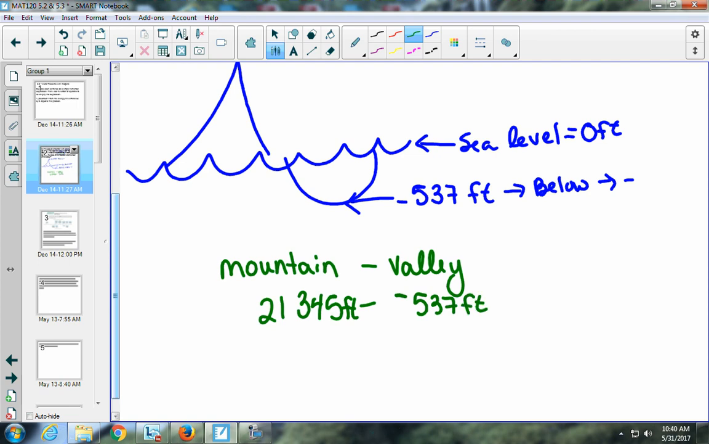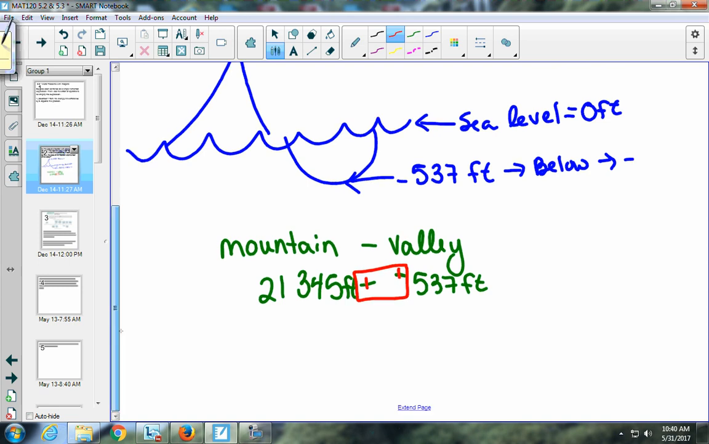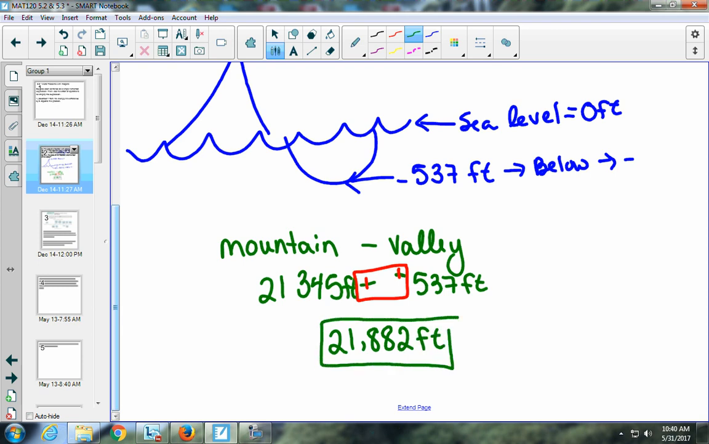And remember, whenever you have minus a negative, you can do your same change. It's the same as adding a positive. So when we add these two numbers up, we really get 21,882 feet. That is the difference between the bottom of the valley and the top of the mountain.